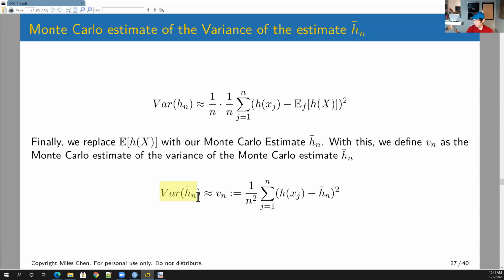Right, so the true variance, the variance of this estimate, can be approximated by Vn, which is going to be 1 over n squared times h applied to each value x minus our Monte Carlo estimate h bar sub n quantity squared. Okay, so this is the Monte Carlo estimate of the variance of the estimate. We're estimating the variance of the estimate.